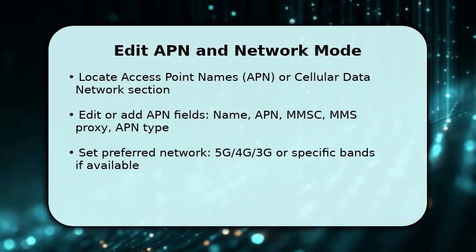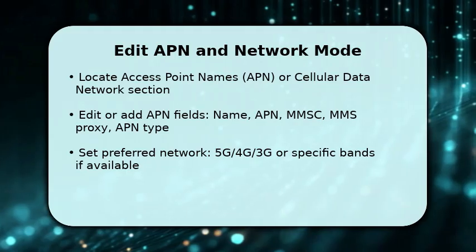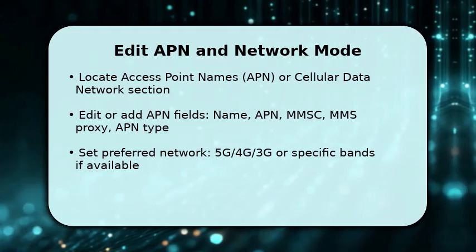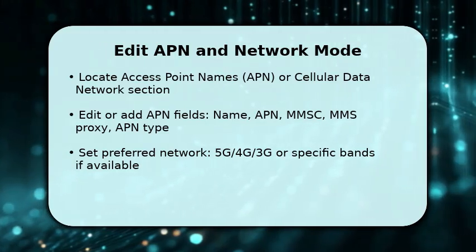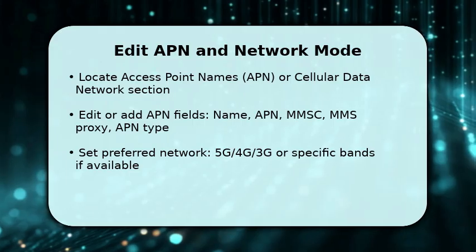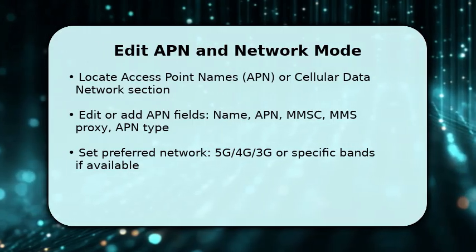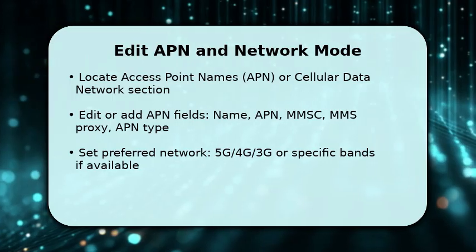First, find access point names or cellular data network. Tap to view or create an entry. Carefully enter fields such as name, APN, MMSC, MMS proxy, and APN type using provider values. These control data and messaging routing.